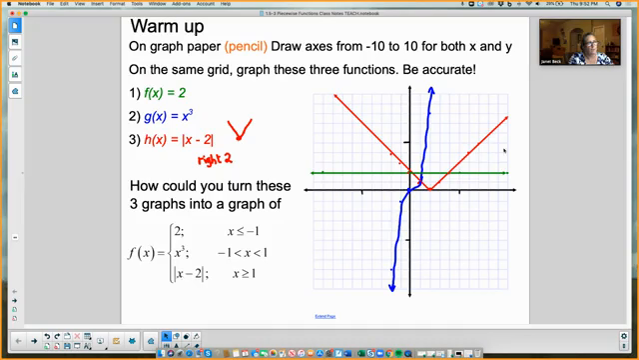So we have to modify this graph. This graph is not acceptable. This is 3 separate functions, and we've got to turn it into one. So let's have a little look at what piecewise functions are. I keep on throwing that word at you, and you might not really know what it is.